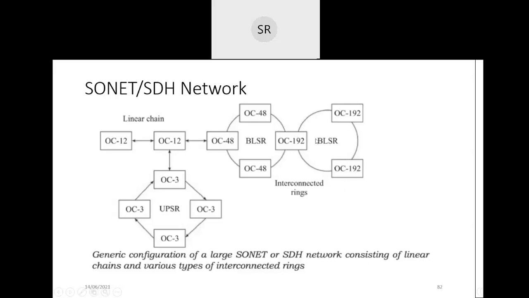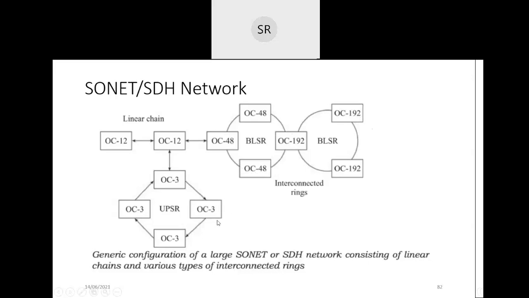So that is about the total overall network. If you consider here, it has a large number of channels connected in that particular ring, the OC-N channels there. But in this case, we say OC-192, OC-48, which means it has 192 channels, 48, and OC-3.